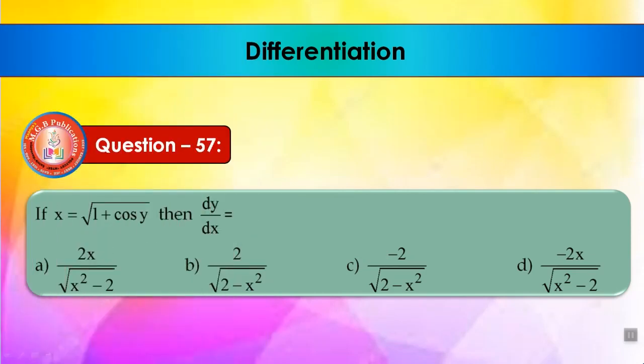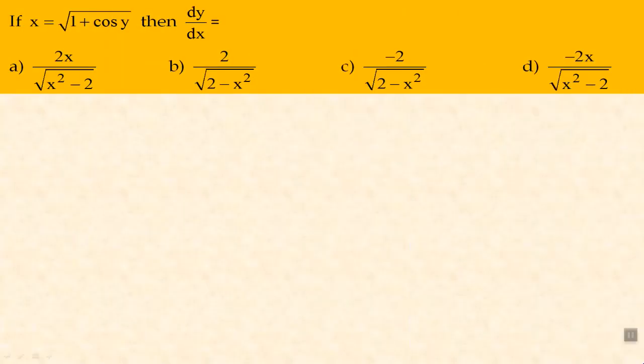Dear students, see the question number 57. Read the question and write it. The question is, if x is equals to square root of 1 plus cos y, then dy by dx is equals to. Options are 2x by root of x square minus 2, 2 by root of 2 minus x square, minus 2 by root of 2 minus x square, minus 2x by root of x square minus 2.